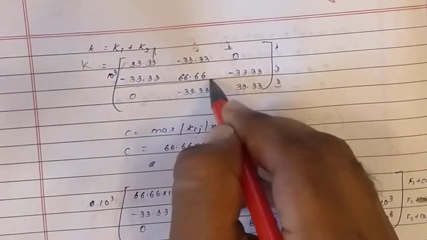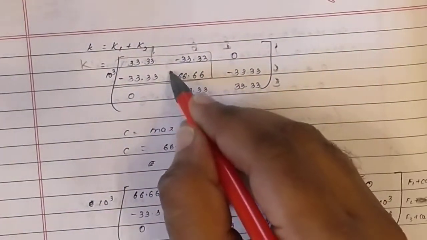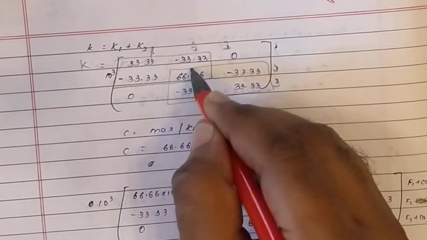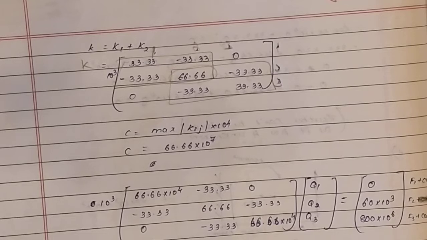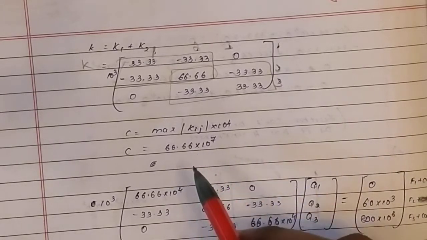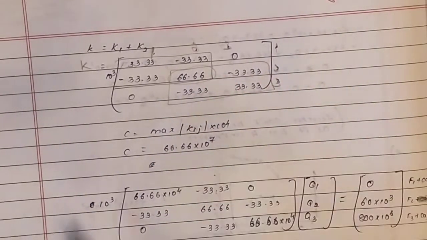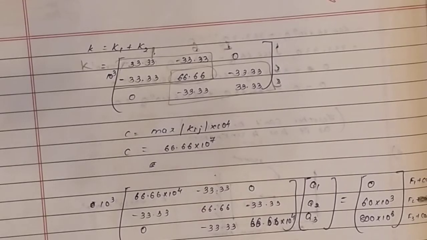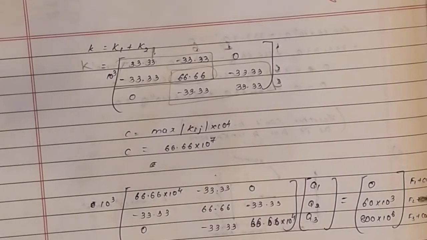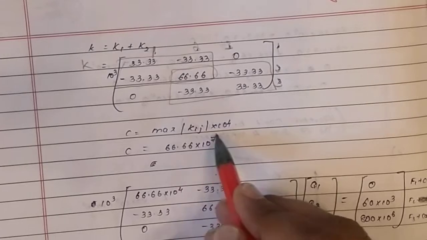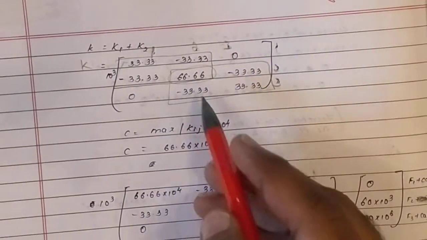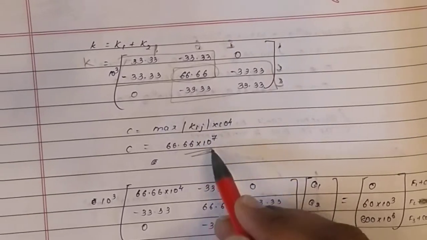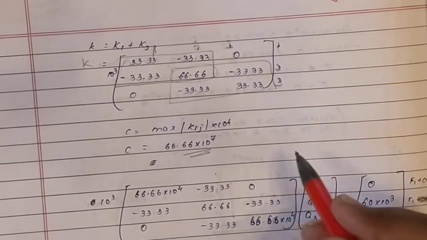So this will be the first stiffness matrix and this will be the second stiffness matrix. Only this part you have to add. Okay. So since we are solving using penalty method, in this matrix, try to find out the C value. So C is equal to maximum of Kij into 10 power 4. What is the maximum of Kij here? 66.66. So 66.66 into 10 power 7 will be the C value.